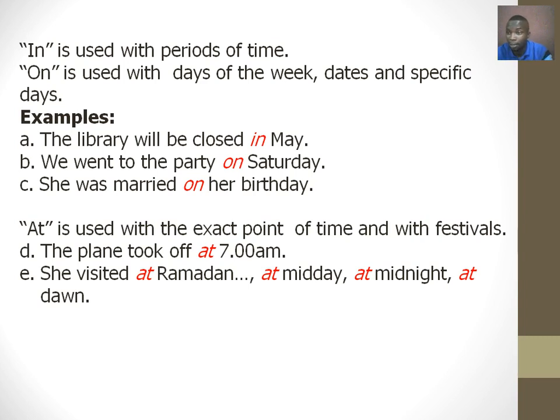In, as a preposition of time, is used with periods of time. In the morning, for example, in the afternoon, in the evening. It is used to show the period of time. Then on, on the other hand, is used with the days of weeks, dates, and specific days. How are we going to show that in examples? Take examples A, B, and C. The library will be closed in May.